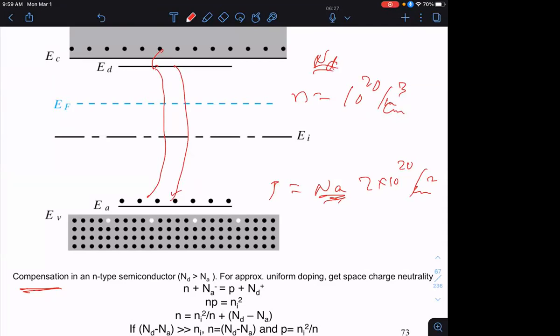So let me change the numbers. So I call it 2 times 10 to the 20 donors, say, and 10 to the 20 acceptors. Okay. So then out of the 2 times 10 to the 20, half of them fall into these acceptor states. And the difference, which is 10 to the 20 also, say, give rise to conduction electrons. Okay, so this effect is known as doping compensation effects.